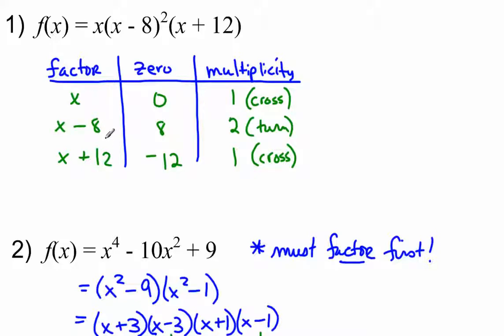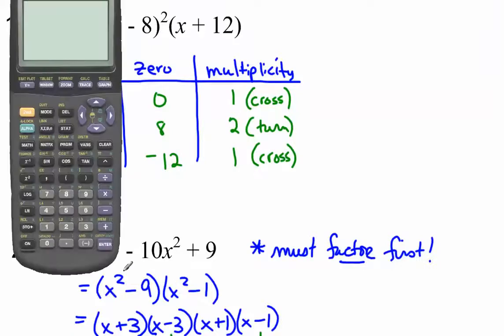x minus 8 is my next factor. Well, an 8, if I plug it in, would make that 0, so that's my 0. If I look back up here, the exponent there is 2, so that's telling me because it's even, I'm going to touch and turn around at 8. And then the last one is x plus 12, so that means I have a 0 at negative 12, and I should cross it.